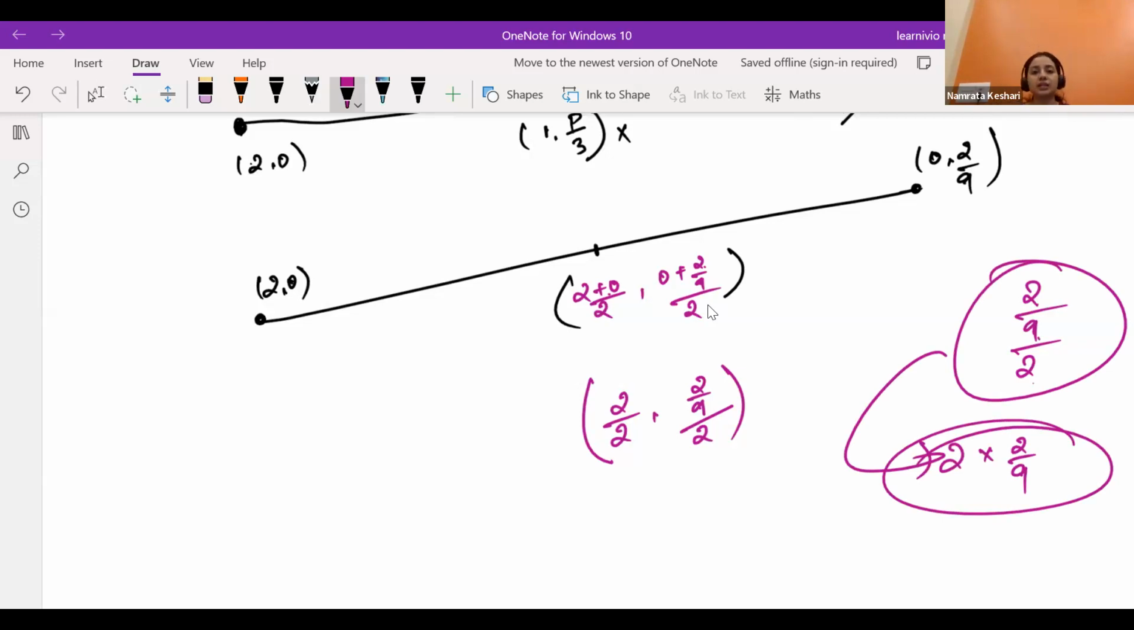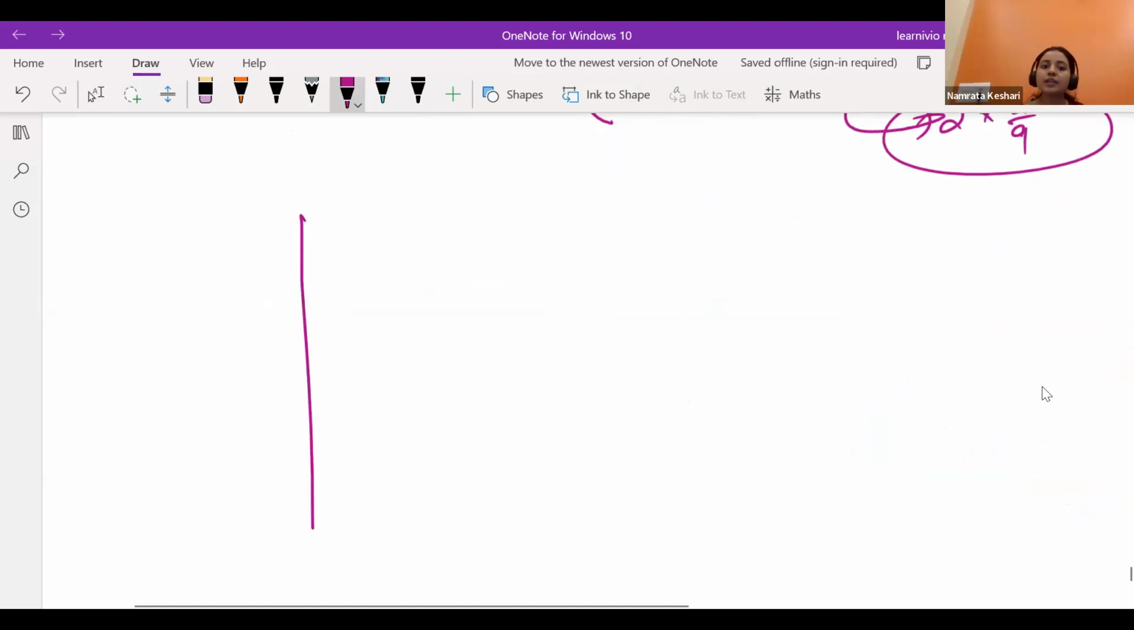We cannot write it like this, because here 2 by 9 is a fraction and in the denominator just 2 is there. So why are you taking the reciprocal of 9 by 2? We don't have 9 by 2, right? Let me introduce you to all the scenarios.